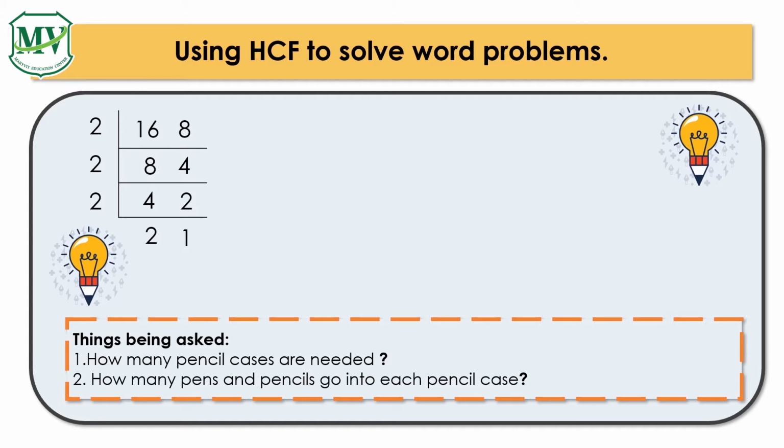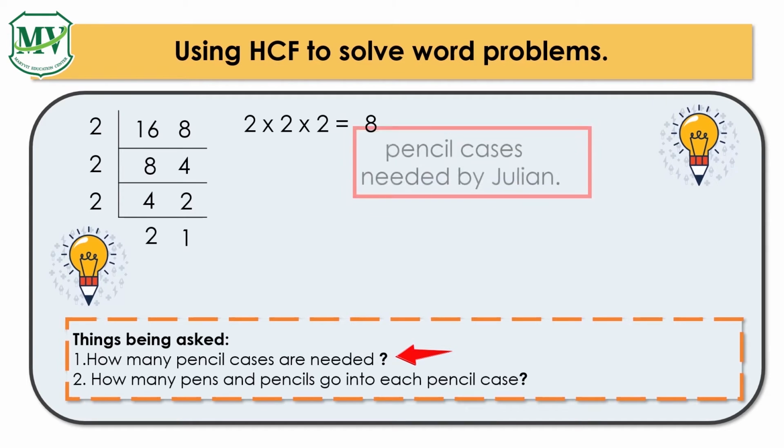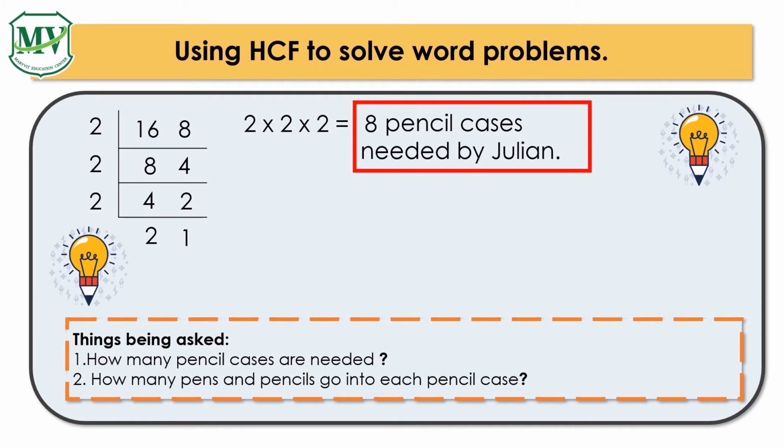Because there is no common factor to divide with the quotient. Next, multiply the divisors. 2 times 2 times 2 is equal to 8. And that is our HCF, which answers the first question. So there are 8 pencil cases needed by Julian.